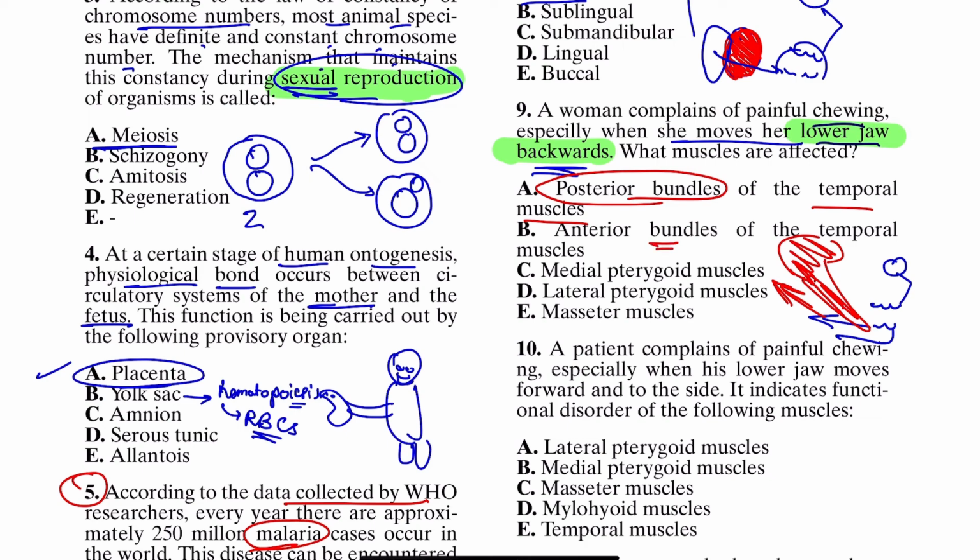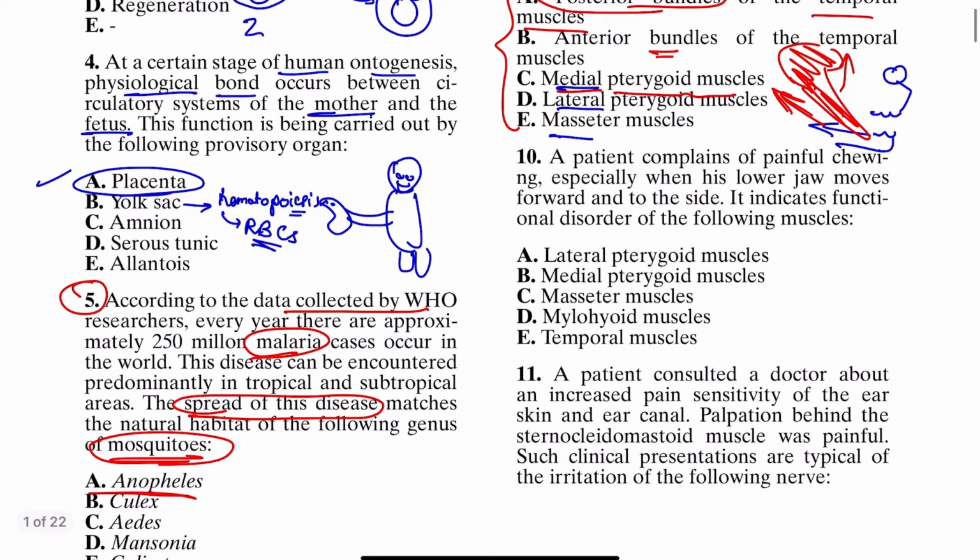The anterior bundle will pull the jaw upwards. Medial pterygoid muscles, all of these are chewing muscles for mastication. Medial pterygoid will pull the jaw medially, like to the middle, lateral to the lateral, and masseter will pull the jaw downward, I think.